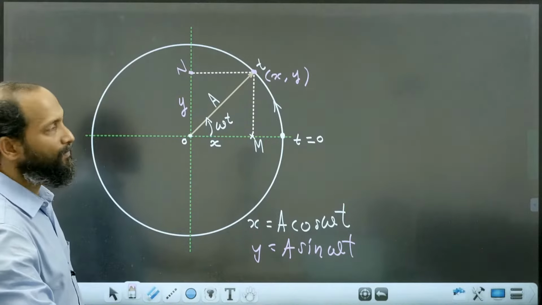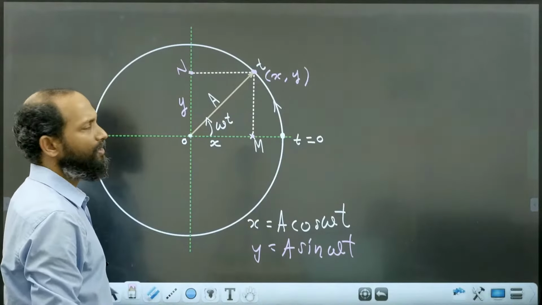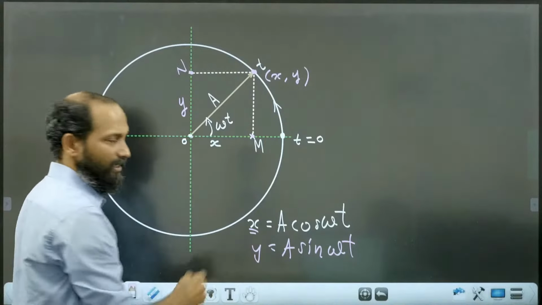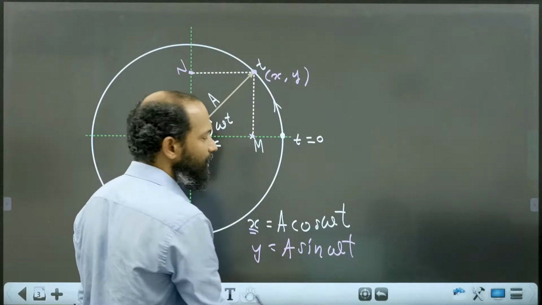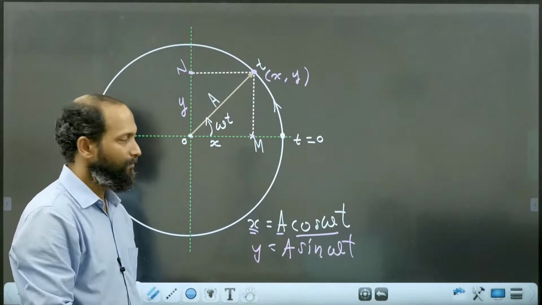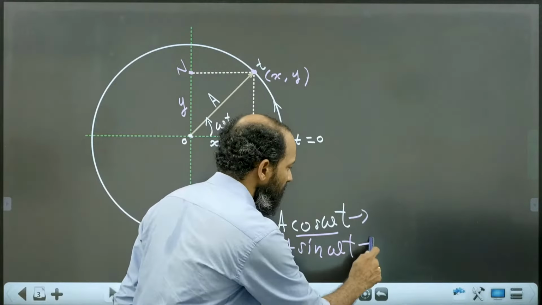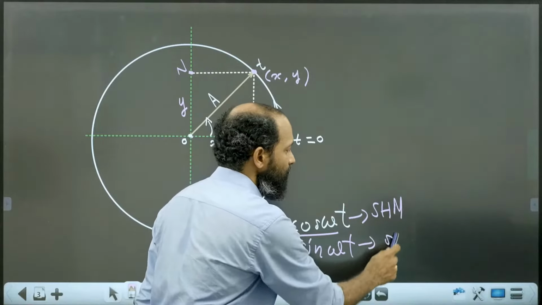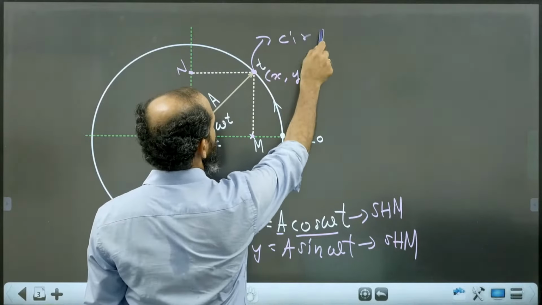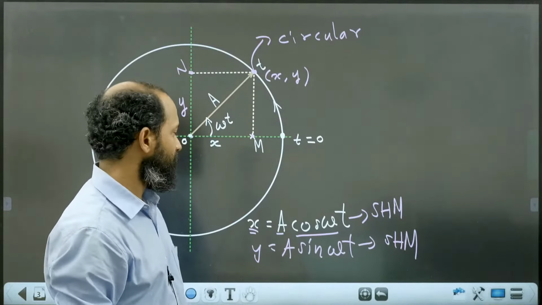But you see, the projection of that particle dropped onto each of these diameters. What happens to this x projection, that is, the x coordinate? The x coordinate is also changing continuously with time. The x coordinate varies periodically as a cosine function. x equal to a cos omega t is a simple harmonic motion. So x as well as y each executes simple harmonic motion. But the particle executes circular motion. The particle executes circular periodic motion.